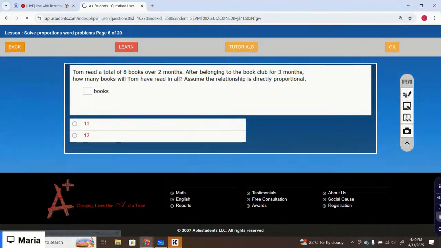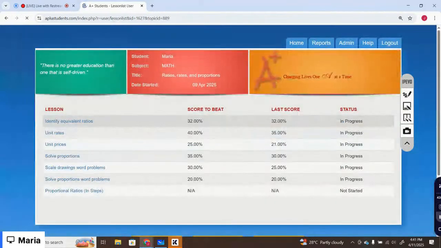So we were working on grade 9 math. The chapter we were working on is ratios, rates, and proportions. The lessons we have covered today are solve proportions, word problems, and solve proportions, word problems. So please make sure before the next session you complete all the practice questions for the lessons we just did. That is your homework until next session.